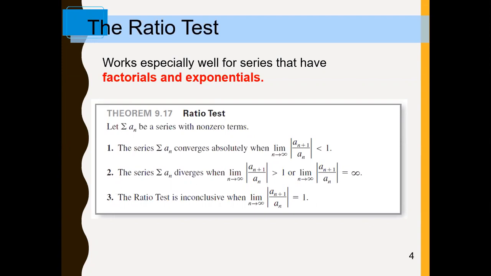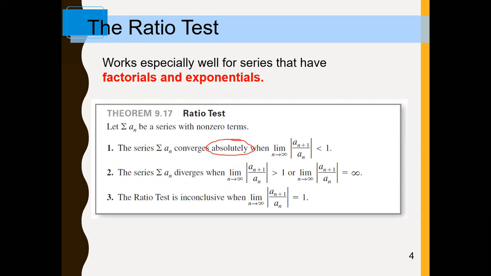Series converges absolutely when the limit of consecutive terms goes to a number less than 1. Does that make sense? You take the ratio of consecutive terms and you take that limit. And if you get something less than 1, you're good to go.